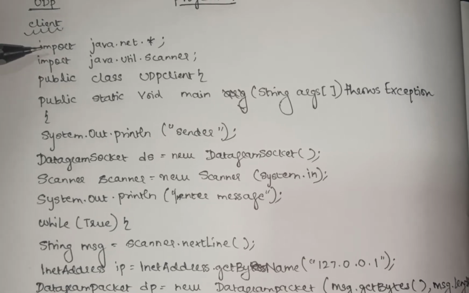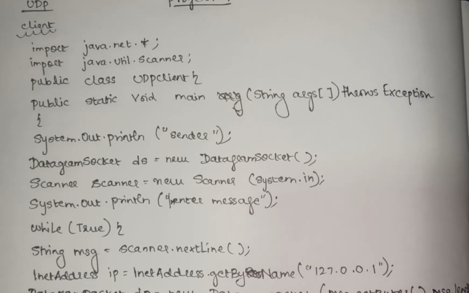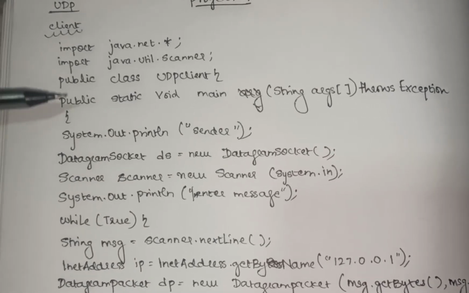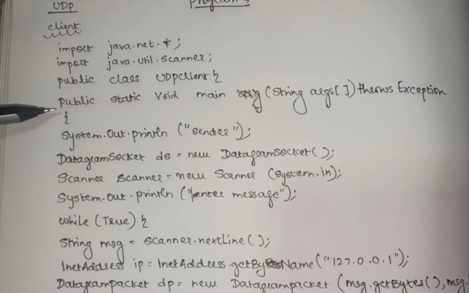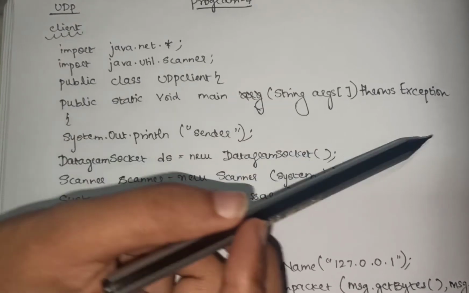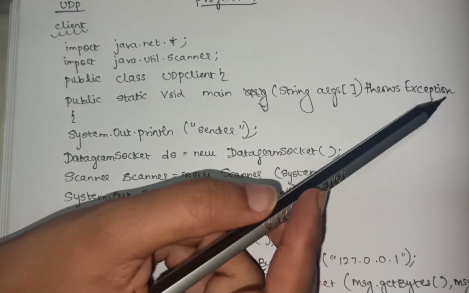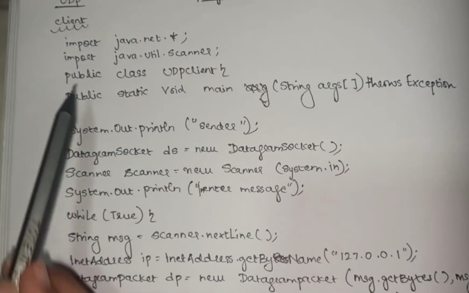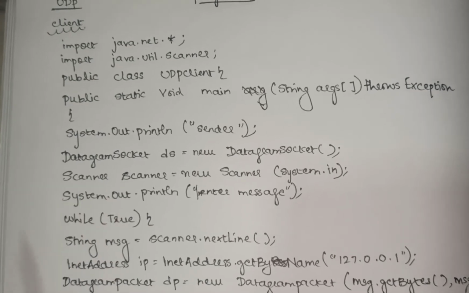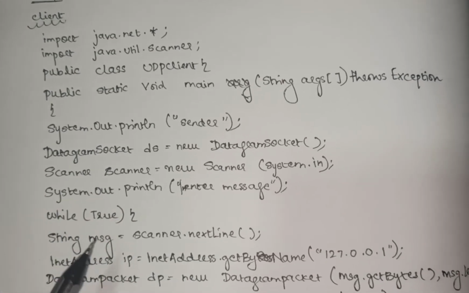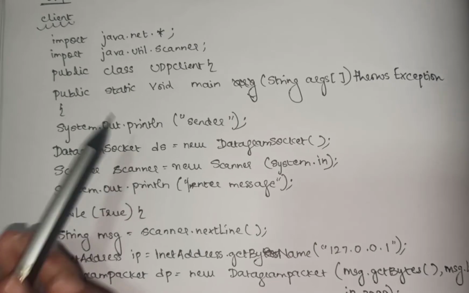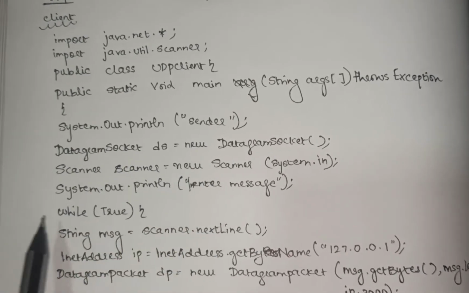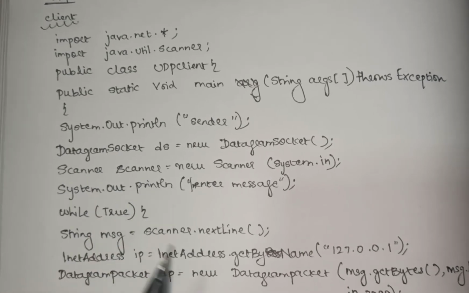Firstly you'll need the header files: import java.net.*, then import java.util.Scanner, then you'll open a public class that is UDPClient, and you have public static void main(String[] args) with an exception, that is throws Exception, after which it will print that it is a sender because it is a client. Then you'll create a datagram socket, because in order to pass the message to the server, DatagramSocket ds is equal to new DatagramSocket, after which you'll create a Scanner class in order to get the input.